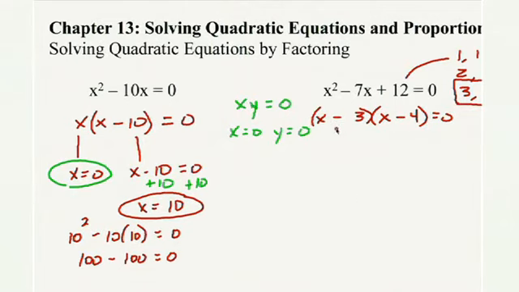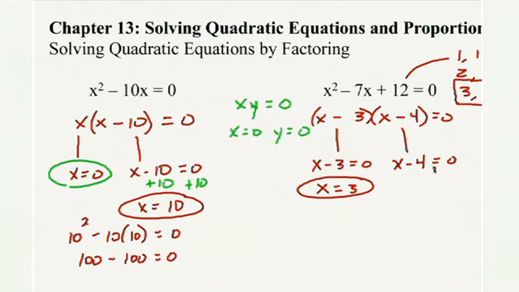Now we're going to take each factor here and set it equal to 0. So x minus 3 equals 0, and x minus 4 equals 0. Adding 3 to the other side, you end up with x equals 3. And over here, we're going to add 4 to the other side, and we get x equals 4. And those are our two solutions to that one. So let's look at some that might be a little bit more difficult.